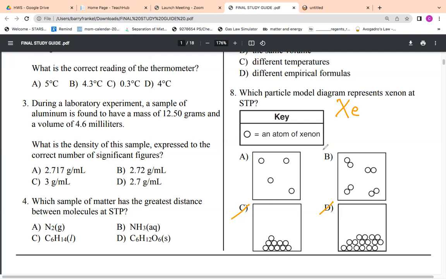Now, the problem is, how do I know what xenon looks like, right? Again, xenon is a noble gas. And at this point, we know that noble gases don't bond with anything. So they are monatomic, okay? They are not diatomic like this represents. That is not what they are, okay? These are going to be monatomic. They're always going to be floating around by themselves. So we're going to want to go with choice A.